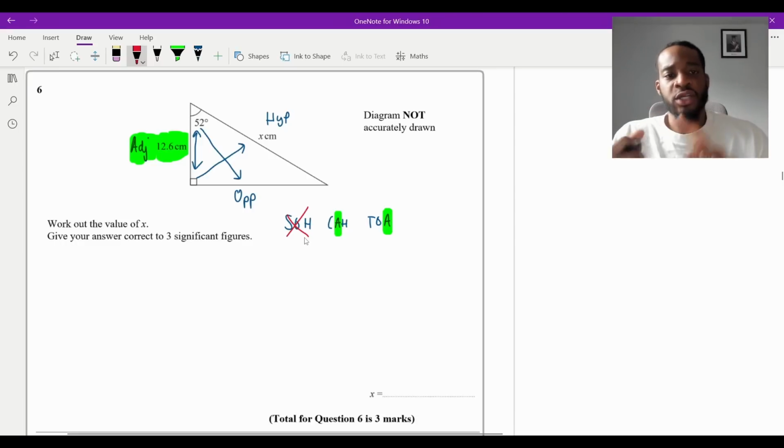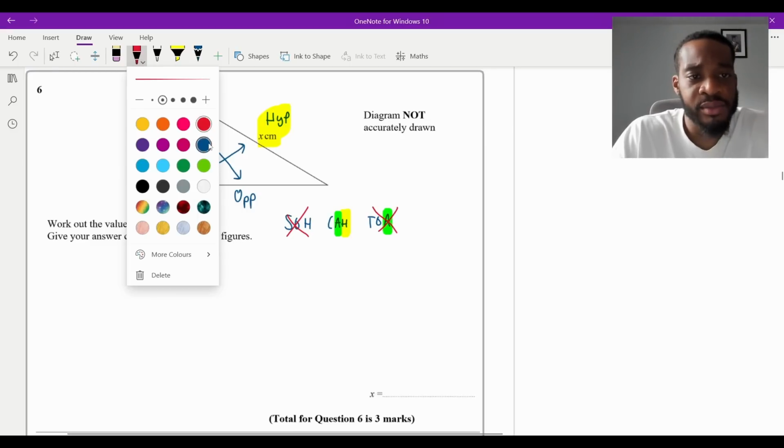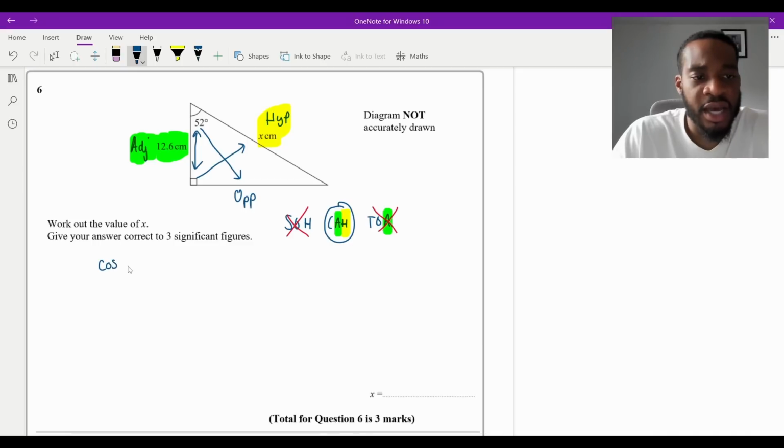Now, next question is, what side are you trying to calculate? Well, you're trying to calculate x, which corresponds to the hypotenuse. So which one of these has an A as well as an H? It's CAH. So we're not going to use TOA. So the winner is CAH. And then now you just got to remember, well, what is the actual formula for this? Well, the formula is cosine of an angle is equal to the adjacent over the hypotenuse.